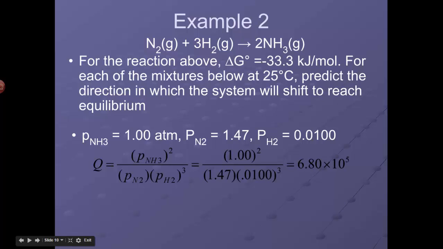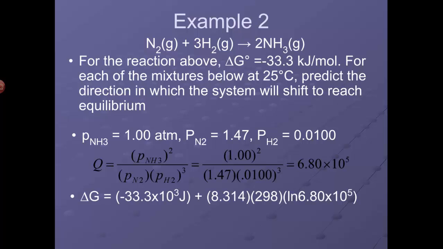First, let's figure out what Q is. Plug into your Q expression. We find out that Q is equal to 6.80 times 10 to the 5th. Now, I don't have a K value to compare this to. Okay, but if I use the expression that I already learned, delta G standard plus RT natural log of Q, I get a delta G value of 0. This reaction with those pressures is at equilibrium. Okay, so there's no shift.